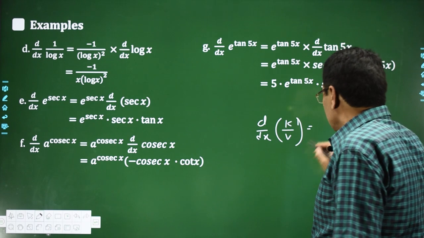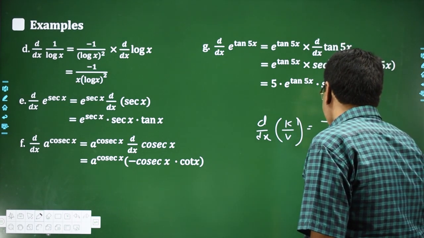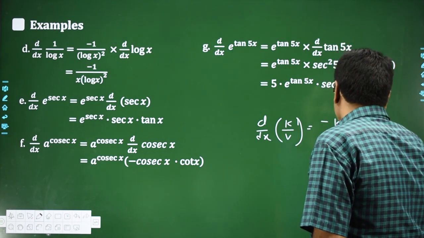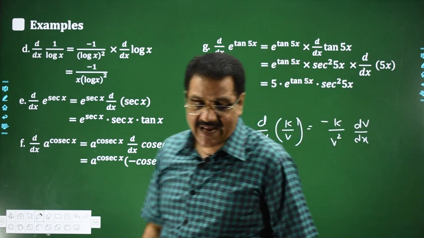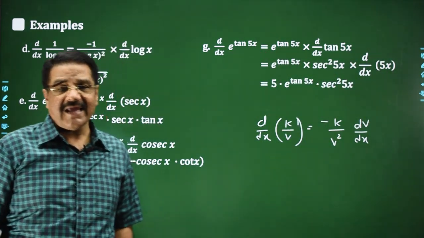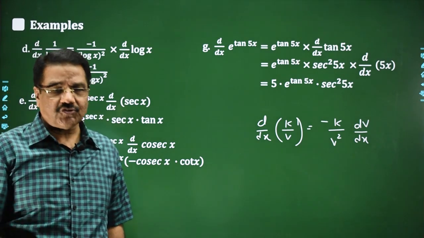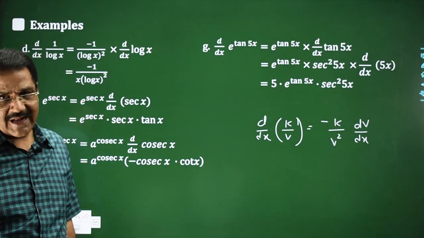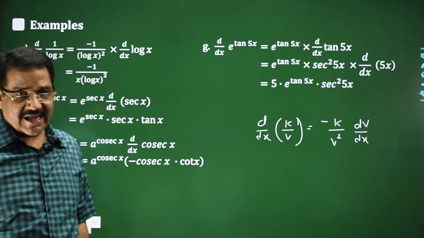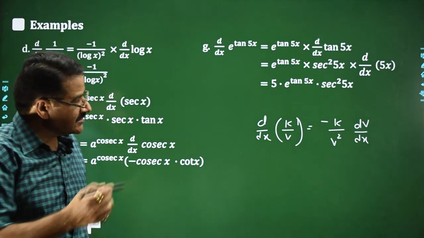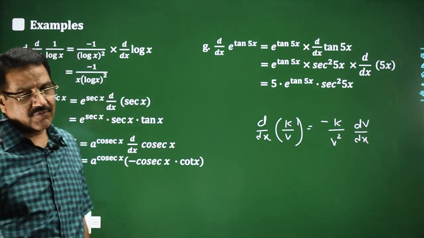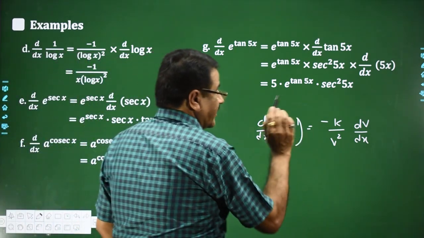Here the numerator is constant, so the formula is minus k upon v square multiplied by dv by dx. Why is it so? Because we know that the derivative of k is 0. In our regular quotient rule formula, what is the formula? V into du by dx, that means denominator into derivative of numerator. Since k is a constant, the derivative of the numerator is 0. So, this is the shortcut formula.